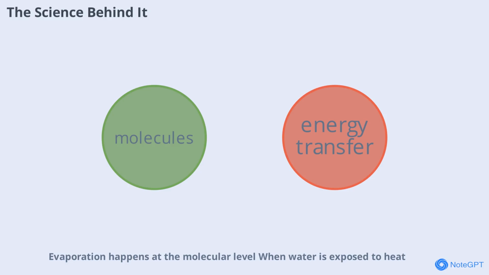Evaporation happens at the molecular level. When water is exposed to heat, the molecules start moving faster. Some of these molecules at the surface gain enough energy to escape into the air as vapor. This process doesn't require boiling. It can occur at any temperature, though it's faster when it's warm. That's why a puddle dries up more quickly on a hot day than on a cold one. The energy needed for evaporation comes from the surrounding environment, which is why evaporation often cools the surface left behind.